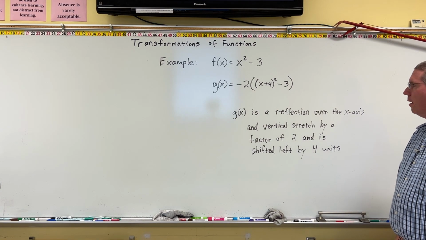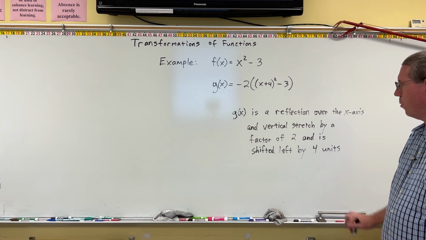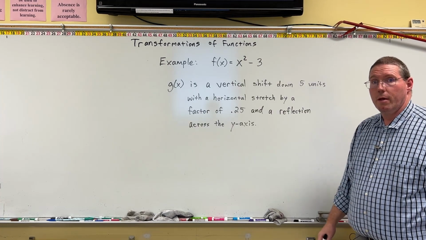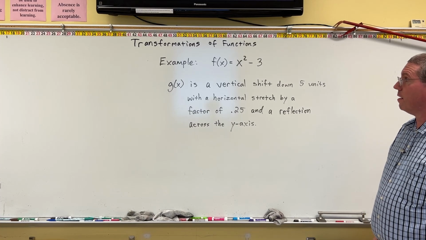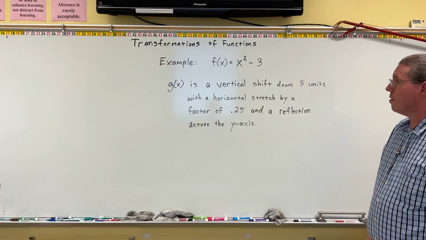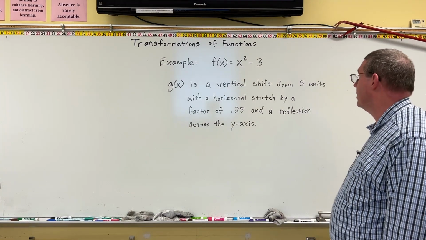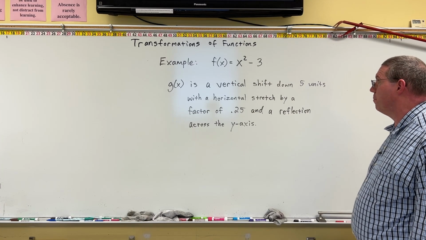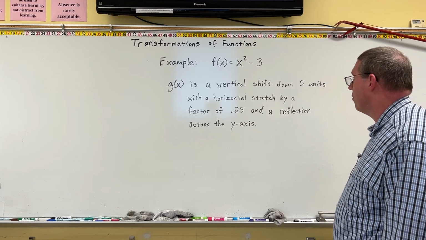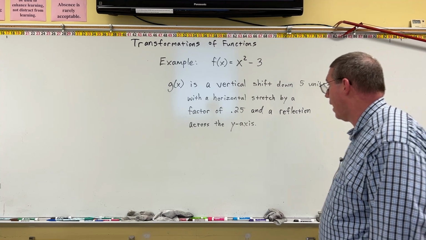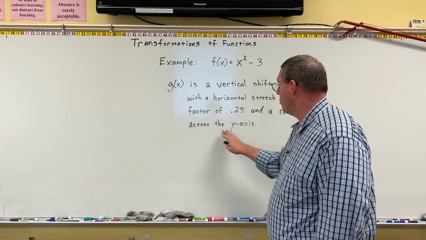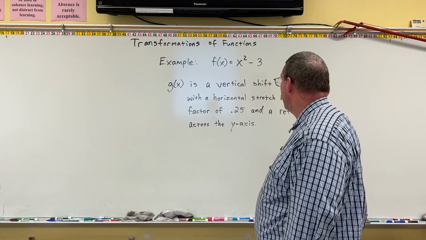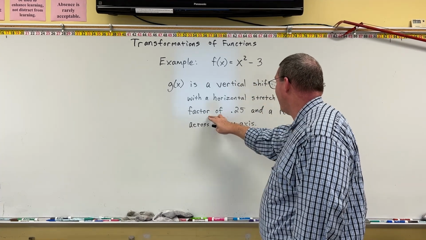Now what we're going to do is an example where I give you an explanation and you have to write out this. All right, so we're going to stick with the same f of x, x squared minus 3. It says g of x is a vertical shift down 5 units with a horizontal stretch by a factor of 0.25 and a reflection across the y-axis. Well, the reflection across the y-axis is going to put a negative on the x, and we're going to horizontal stretch by a factor of 0.25.